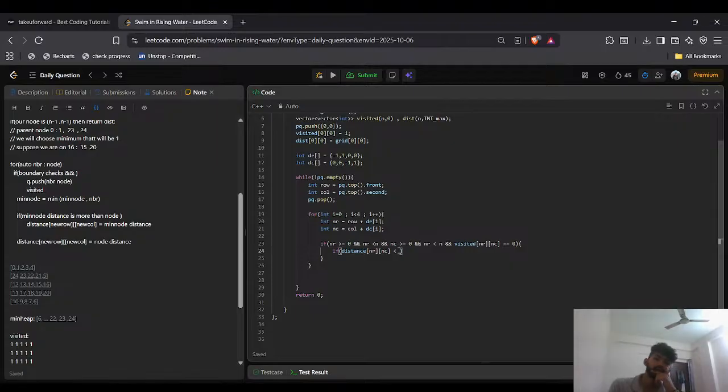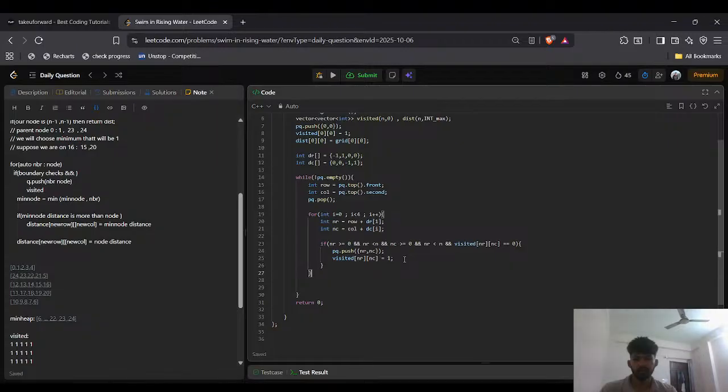We need to find the min node. So distancing will become later, I guess. So we will do the pq.push. What will we be pushing? nr, nc, and we can simply mark it as visited.